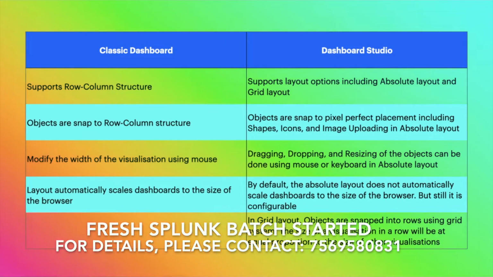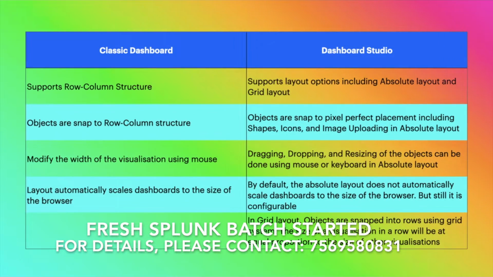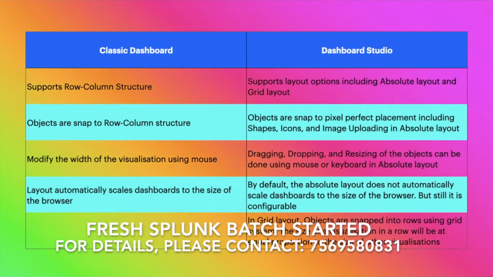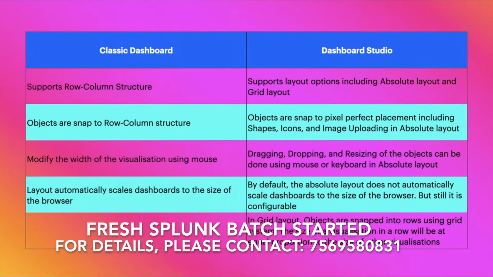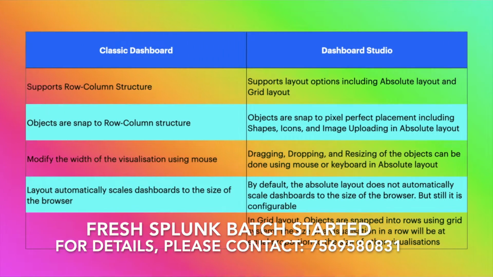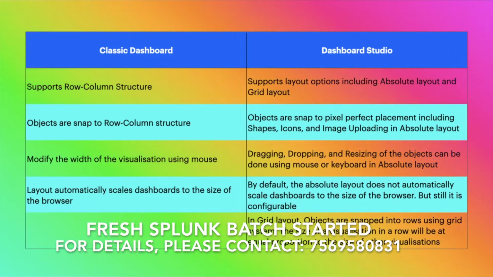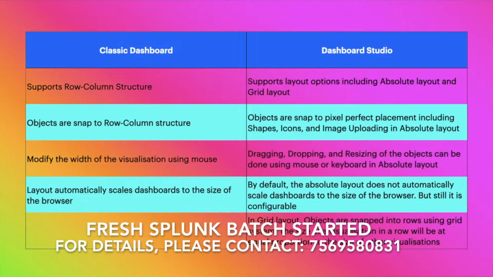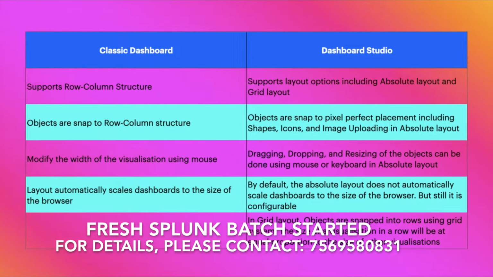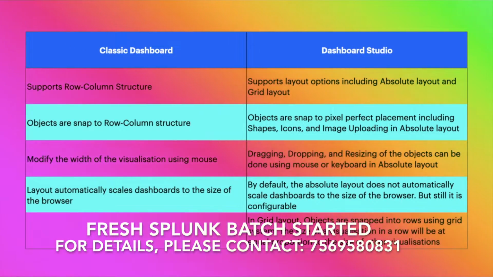Whereas dashboard studio supports layout options including absolute layout and grid layout. So two types of layouts are there in a dashboard studio: one is the absolute layout and the other is the grid layout. The most prominent layout that we use is the absolute layout. Grid layout is not prominently used in the dashboard studio. But it doesn't have any row column structure. That is the thing you can always remember.